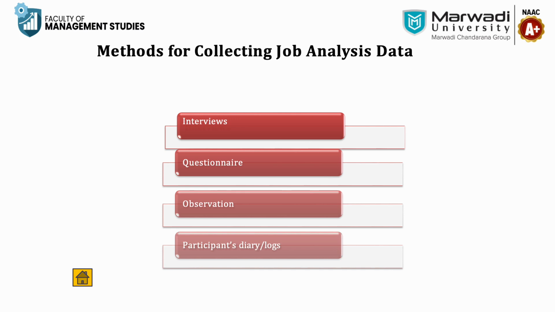Another thing is observation. You just observe how people are performing that job, and then you can write about it: okay, this particular job can be done in this way, these are the number of tasks involved in this particular job. That is observation. And another one is participants' diary or logs. You can maintain a log all year round or for a specific period of time, wherein whenever you come across something, you just note it down. Keep noting down how one particular job can be done. That's how you will have enough information to write about that particular job.